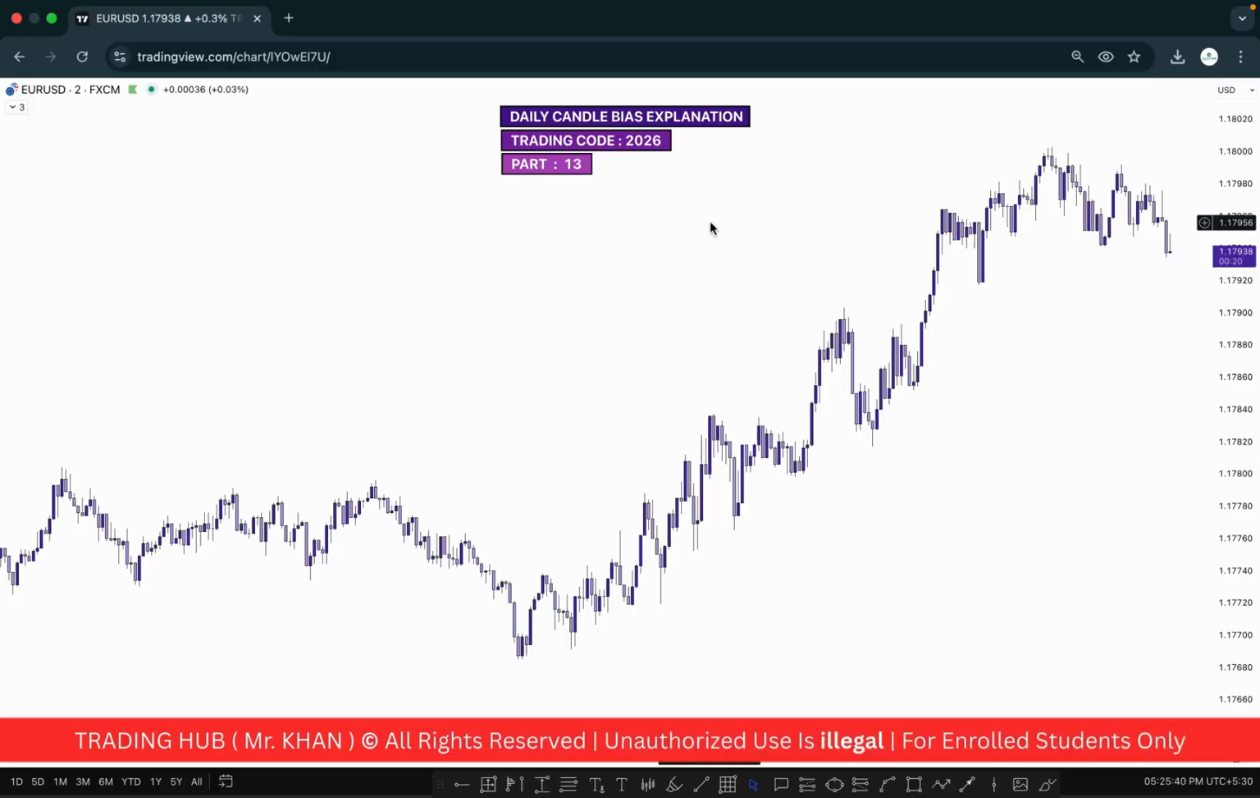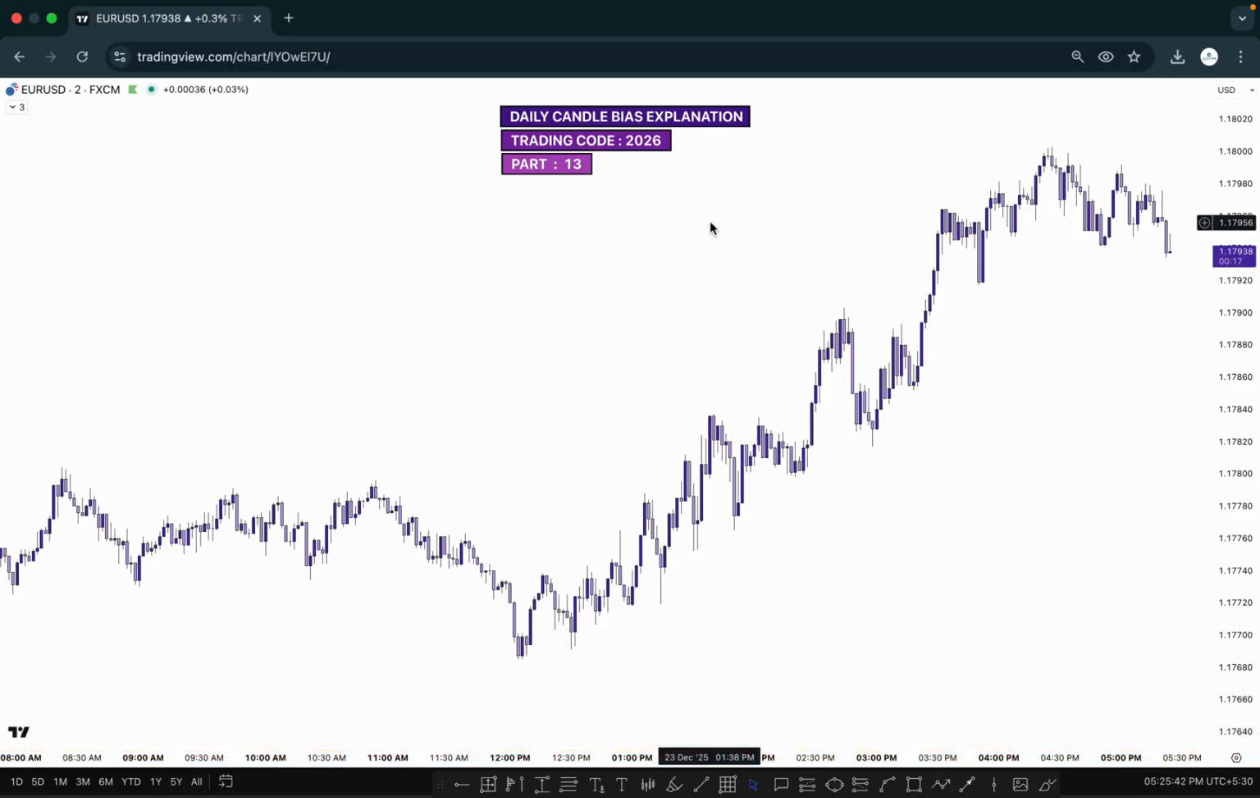Generally, the market creates higher highs in a bullish market and lower lows in a bearish market. Then at a specific point, the market looks for a reversal to the upside, and a bullish market turns bearish on the downside.